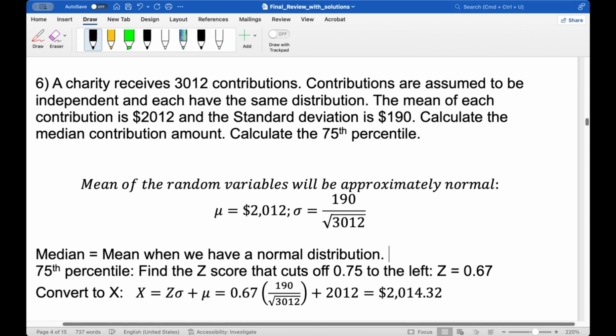Just to be clear, remember the mean and the median were the same. So the 50th percentile, which is the median, is 2012. So not a lot of difference there, with a small standard deviation, 190 over root 3012. So very little difference between the median and the 75th percentile.